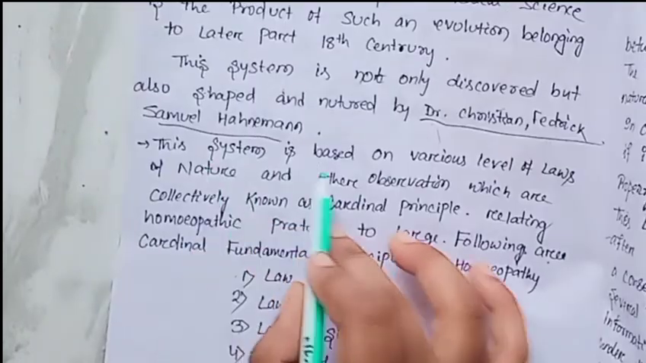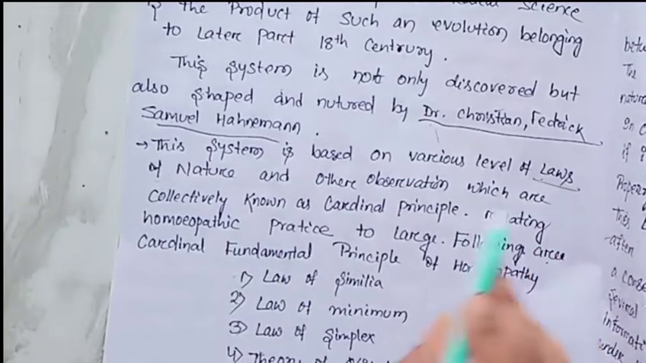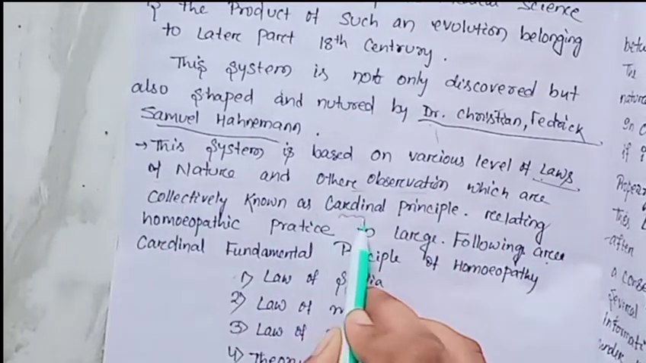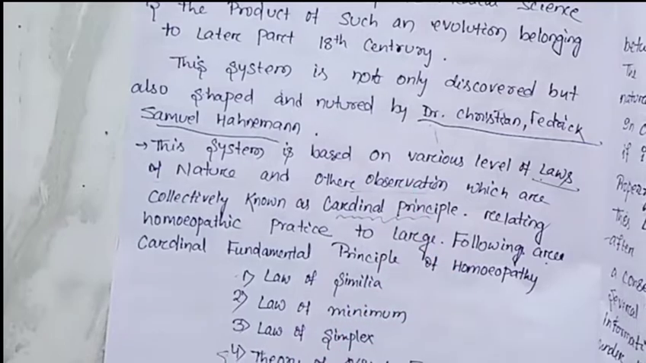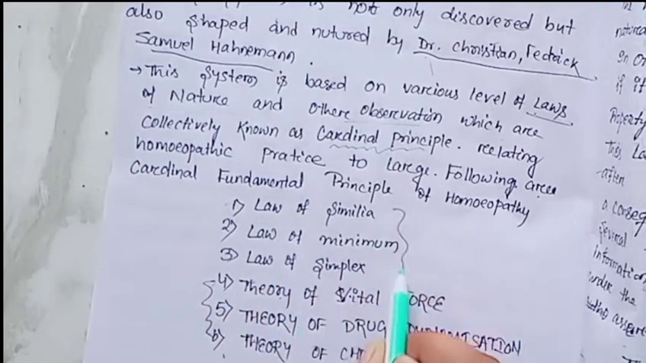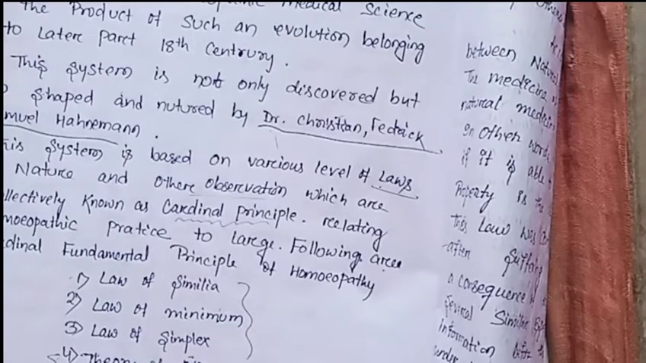The system is based on various laws of nature and other observations, which are collectively known as the cardinal principles. The observations are the theory part, that is theory of vital force, theory of drug ionization, and theory of chronic disease. And the three laws are law of similia, law of minimum, and law of simplex. We start with law of similia.